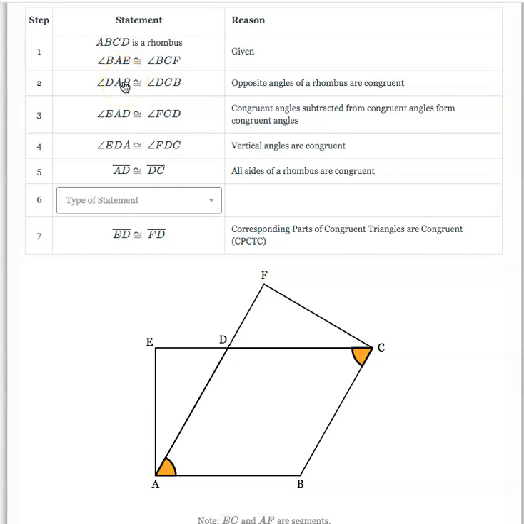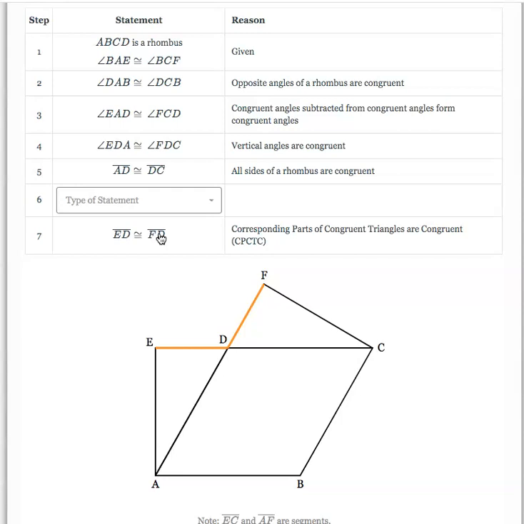We have two opposite angles of the rhombus that are congruent. We have two congruent angles that are subtracted from these. We have the large angle, the two smaller congruent angles, which results in these two angles being congruent. We have a pair of vertical angles here at vertex D, and then because the object is a rhombus, we have these two segments congruent to each other. Our missing statement, and then these two segments here, ED and FD, are congruent.